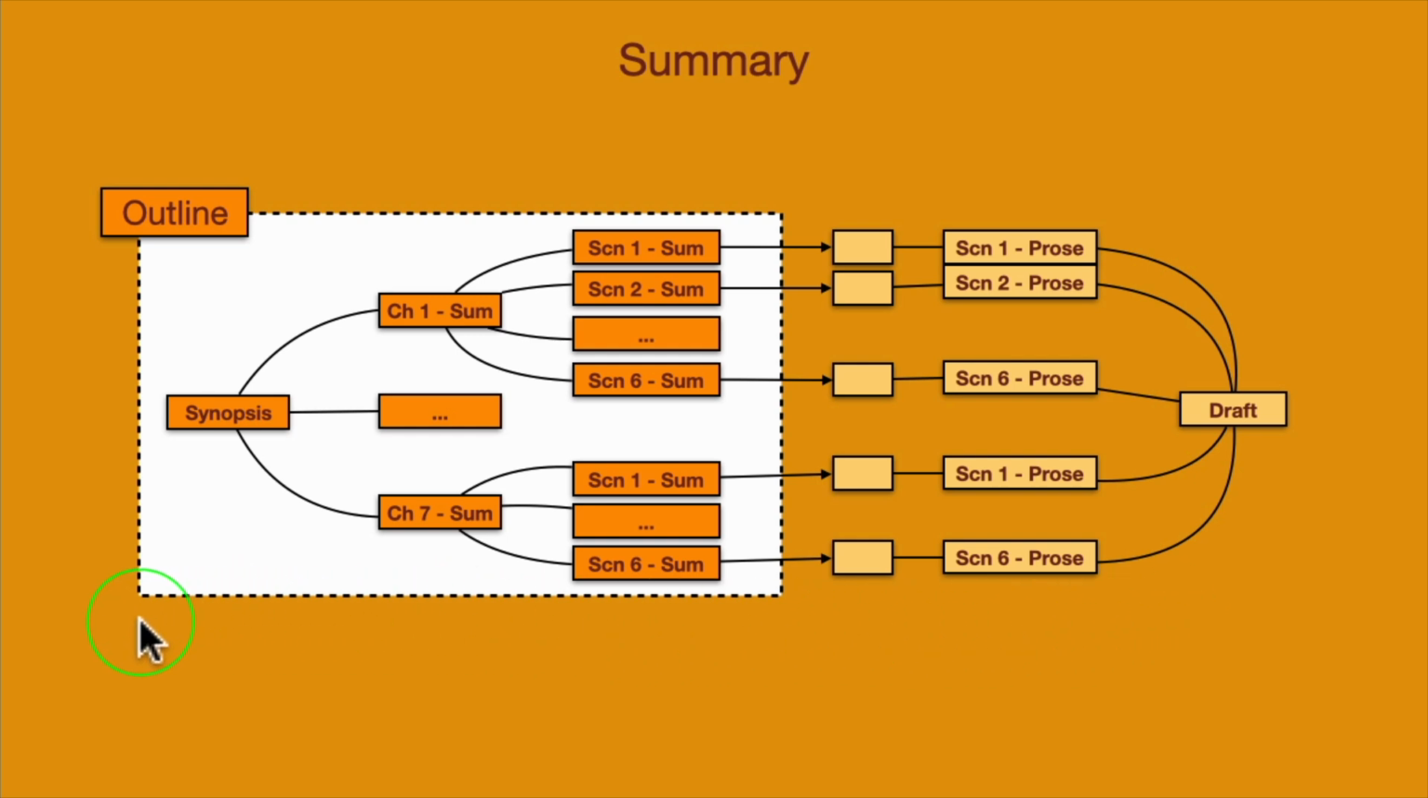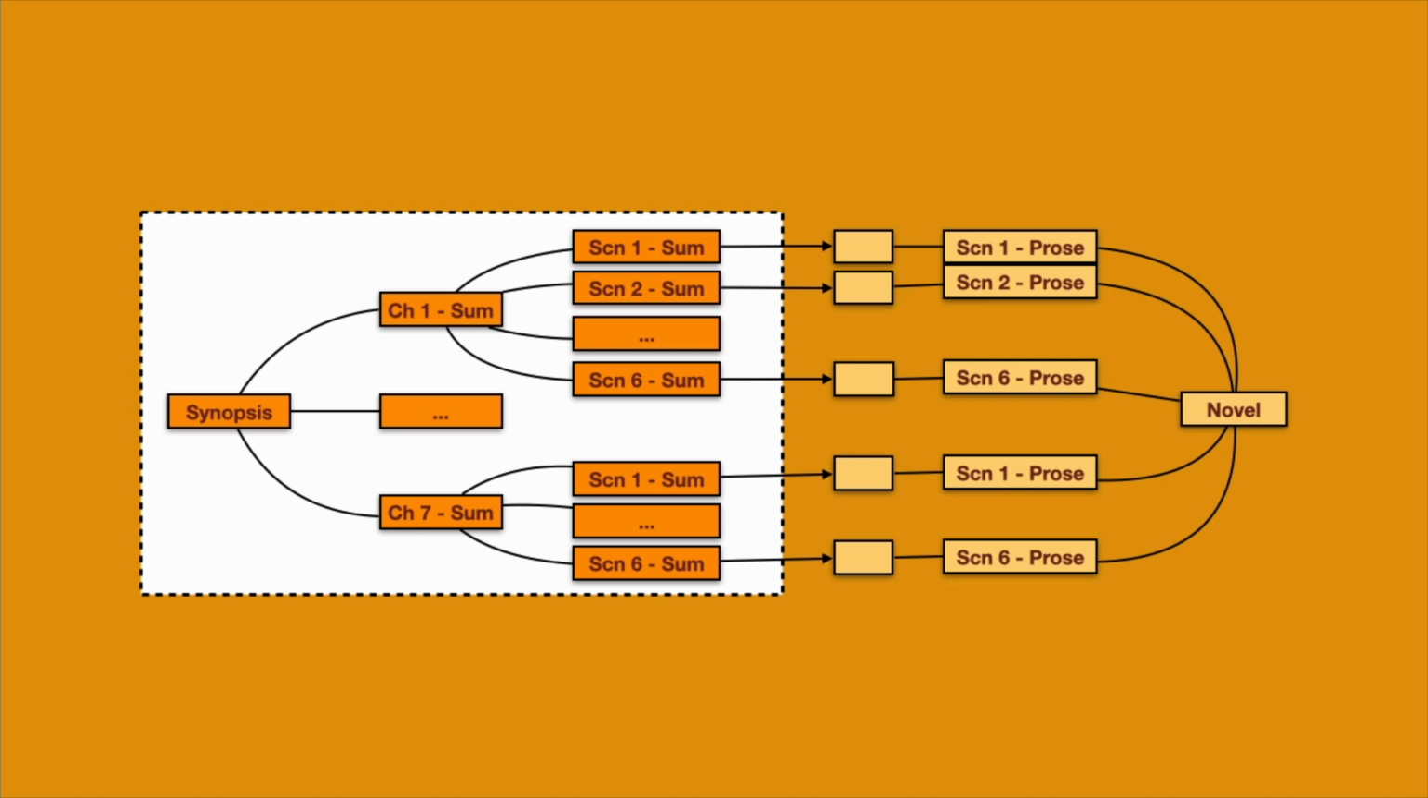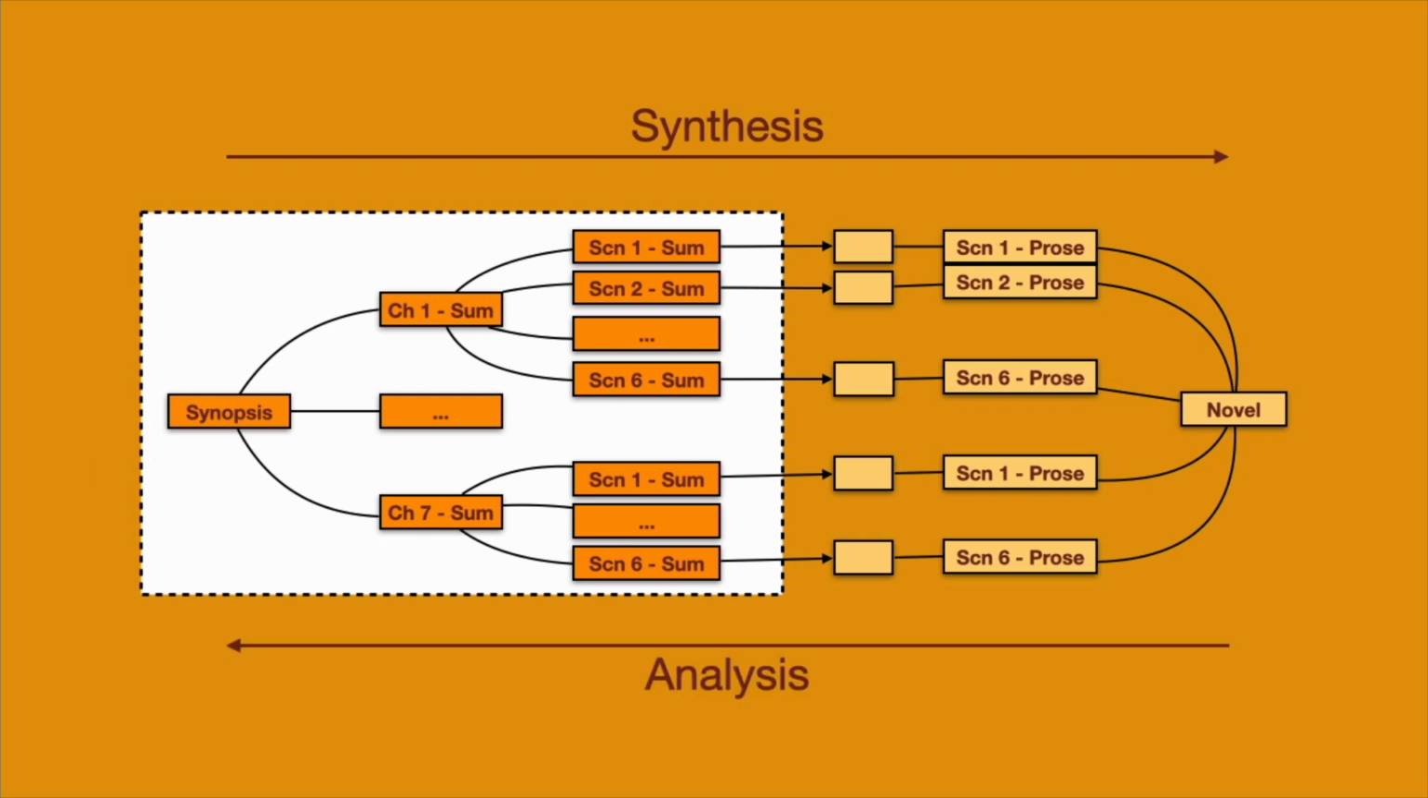Another reflection is that we have started from the synopsis and generated all the pieces in order to produce our novel. That is normally called synthesis. But we could have gone in the opposite direction. We could have started with a finished novel, and generated all the pieces, and ended up with our synopsis. That is normally called analysis. Analysis is an excellent way of learning how to write a novel, by studying existing novels. We will explore that in another tutorial.